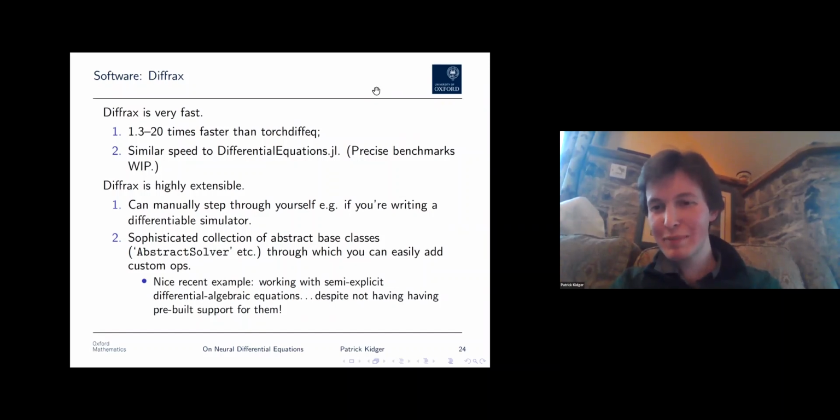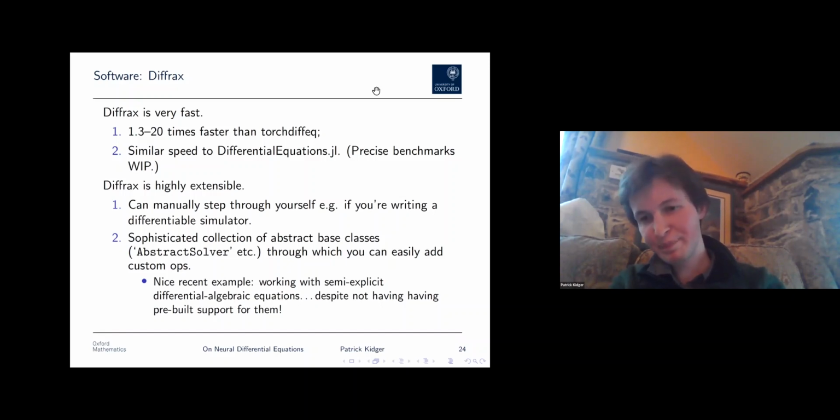Any hope on cross compatibility with PyTorch? Realistically, unlikely, I think. Diffrax is very much built on top of the JAX framework. So I think with PyTorch, you're probably stuck with Torch diffeq.